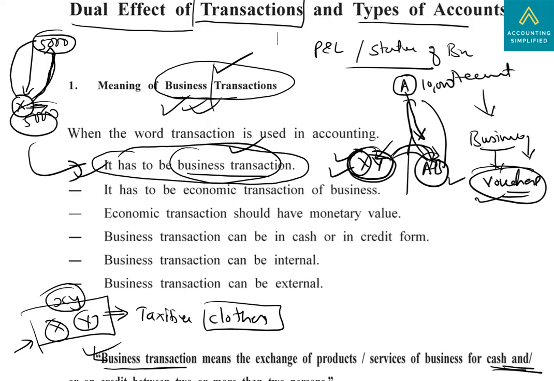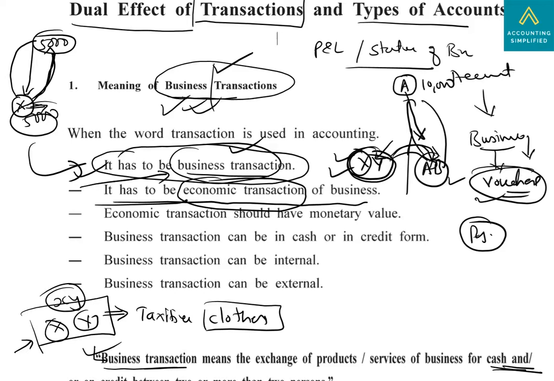Okay, sir, we understood. Now, the second point: it has to be an economic transaction of the business. What do you mean by economic transactions? Economic transactions are those which involve money. Money means rupees. Suppose goods worth 5,000 rupees are sold. So it's 5,000 rupees, so it's an economic transaction. All economic transactions of the business, we record in the books of accounts, right?